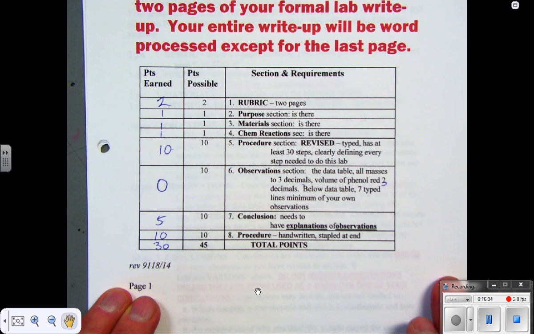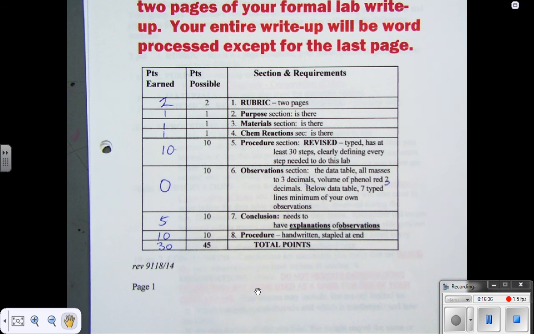So hopefully this will help you as you listen to it at home, and it will help you to be one of the students that does a really great job.